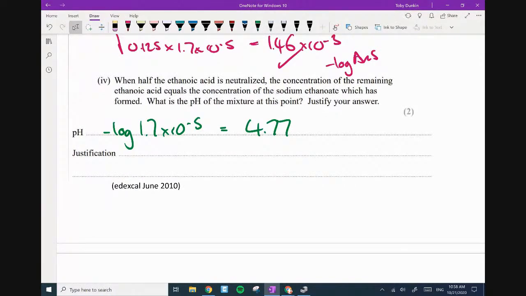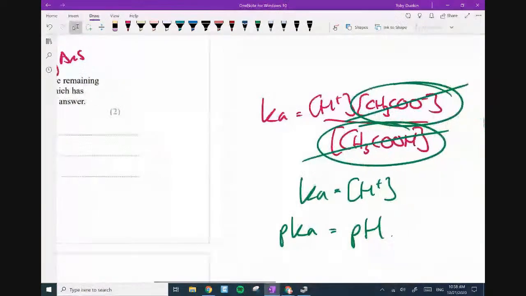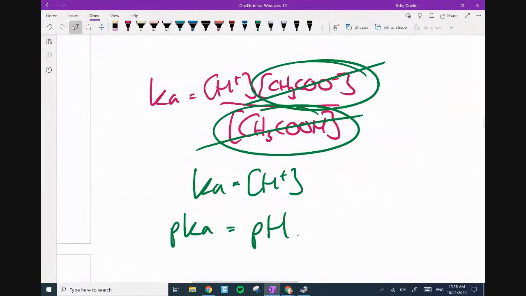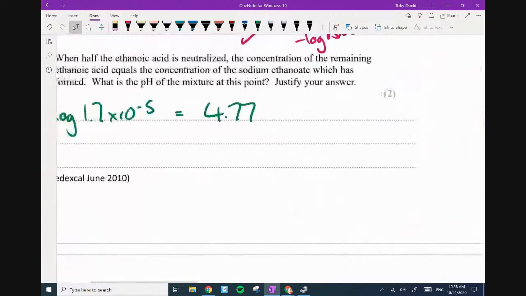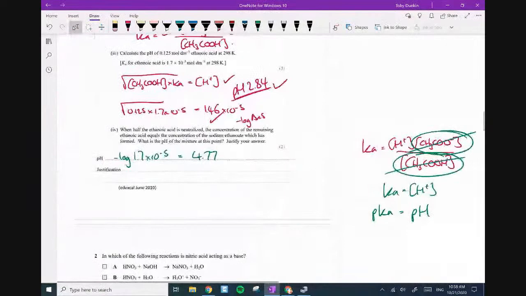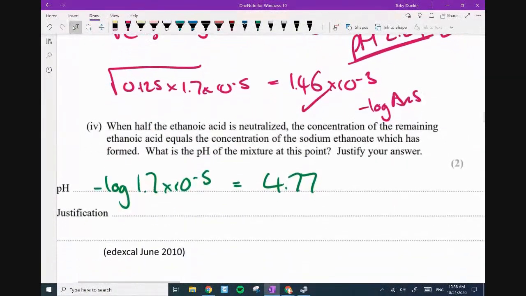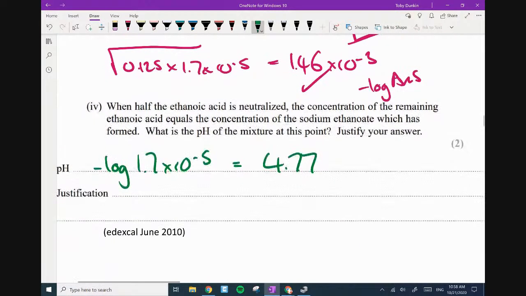Justify your answer. Oh, hang on a sec. So what do we have to assume here? The assumption would be that there's no other acid in the mix, or there's nothing else removing the H plus ions. No, hang on. You can't just say that. When half of the ethanoic acid has reacted, the concentration of the remaining acid equals the concentration of that which has formed. What does the pH justify your answer?